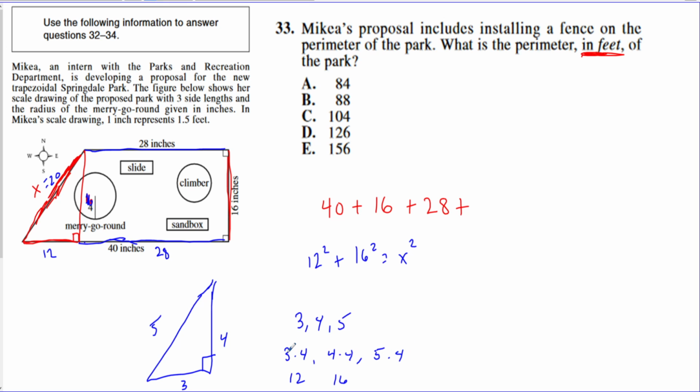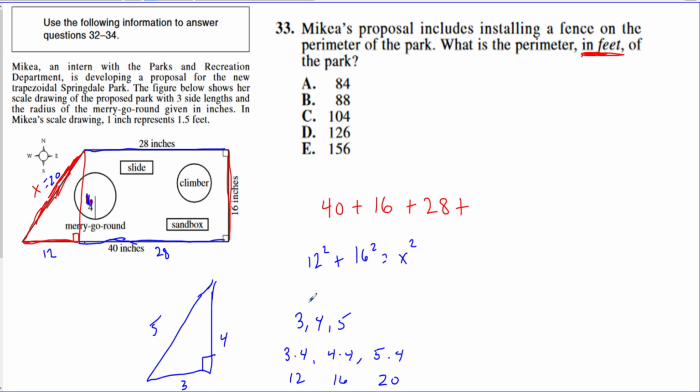So if you notice, 3, 4, 5, I multiplied each of these numbers by 4, which means the last one has to be 20. So instead of doing the calculation with the Pythagorean theorem, if you're less comfortable with the algebra stuff, you can also just remember that 3, 4, 5 is a Pythagorean triple, and any multiple of 3, 4, and 5 will also work.